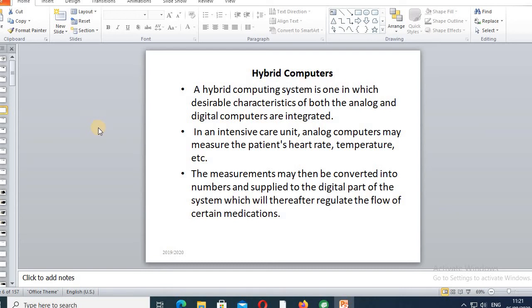So the measurements that are required may be done in analog. Then afterwards, within the same system, it can be converted into digital. So the measurements may then be converted into numbers and supplied to the digital part of the system, which will thereafter regulate the flow of a certain medication. Are we together? So after getting the analog, then it can be converted to digital.